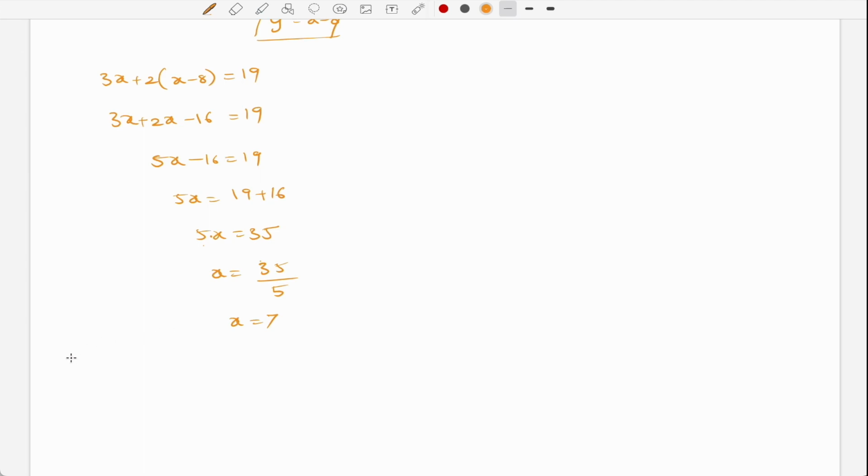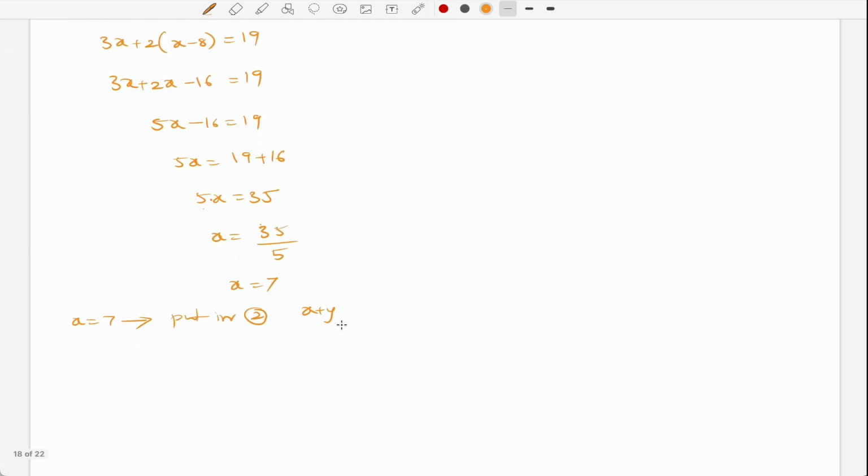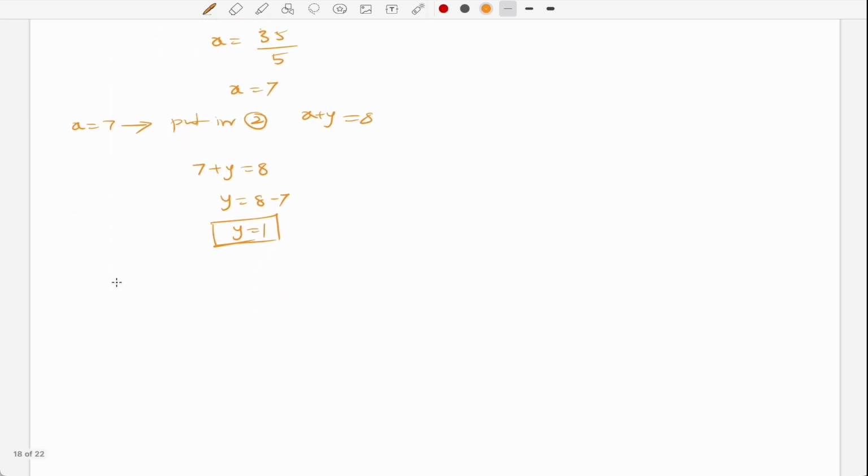If the x value is 7, we put it in our second equation. x plus y is equal to 8, right? So if x is 7, then y is equal to 8 minus 7, and y is equal to 1. So x is equal to 7 and y is equal to 1. We get our values of x and y.